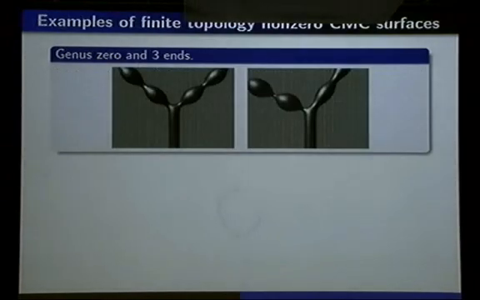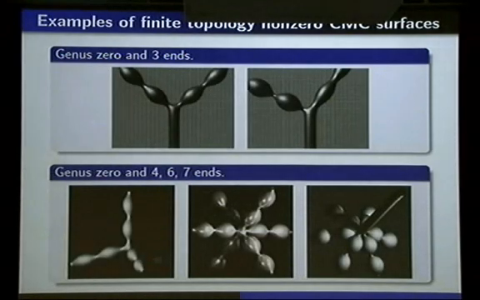These are just some examples of constant mean curvature surfaces. Genus 0 and 3 ends. Genus 0 and 4, 6, 7 ends.